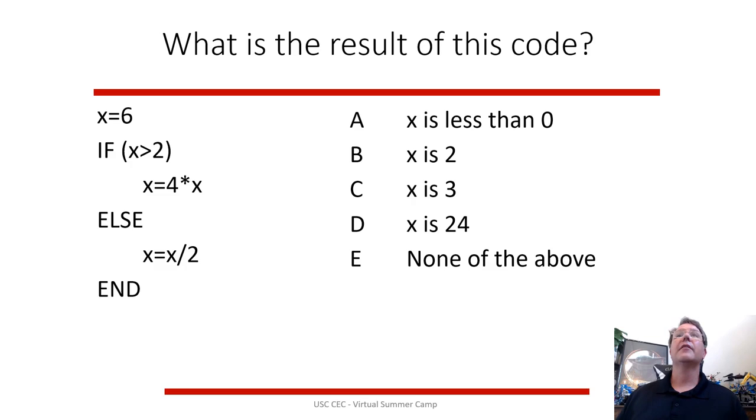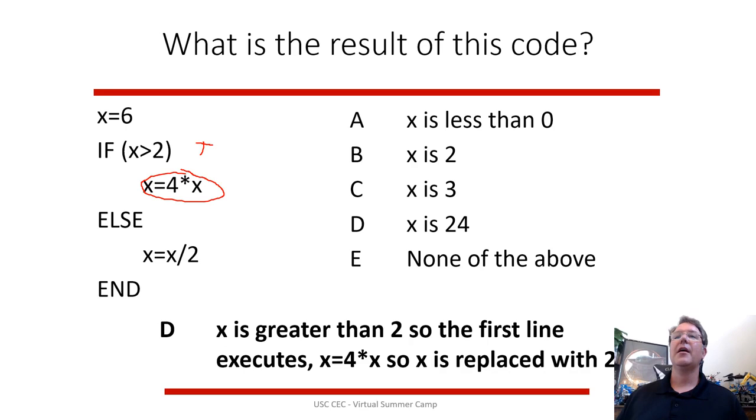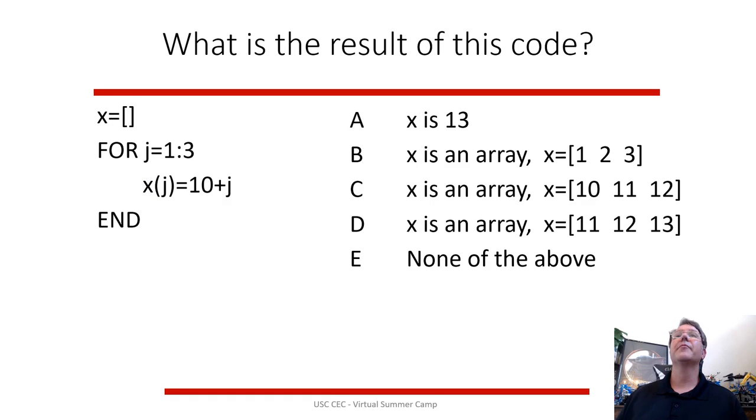And for this one, what's going on here? If x equals 6, and then we ask is x greater than 2, and that is true. If that is true, this code is going to happen. So that means we take x and multiply by 4 and we get 24. So I say D, and I'm right. This code will never happen as long as this is true. When x is 6, it's only going to execute this first line. So this is going to replace the value of x with 4 times its original value.